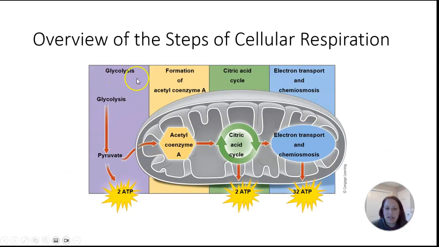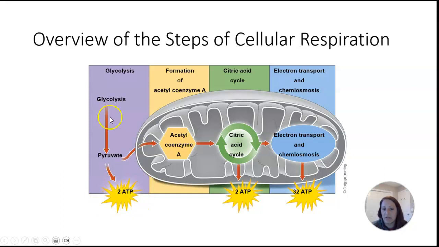So remember, during glycolysis, we start with glucose. Glucose is a 6-carbon sugar. There's an energy investment phase and an energy payoff phase. And overall, at the end of glycolysis, we get 2 molecules of pyruvate. Those will be transported into the mitochondria. We also get 2 net ATP, and we get 2 NADH molecules.